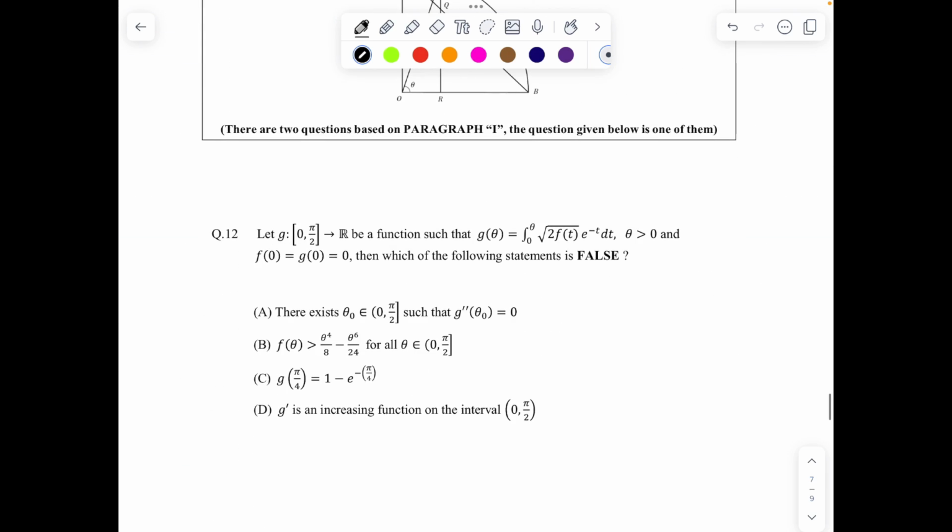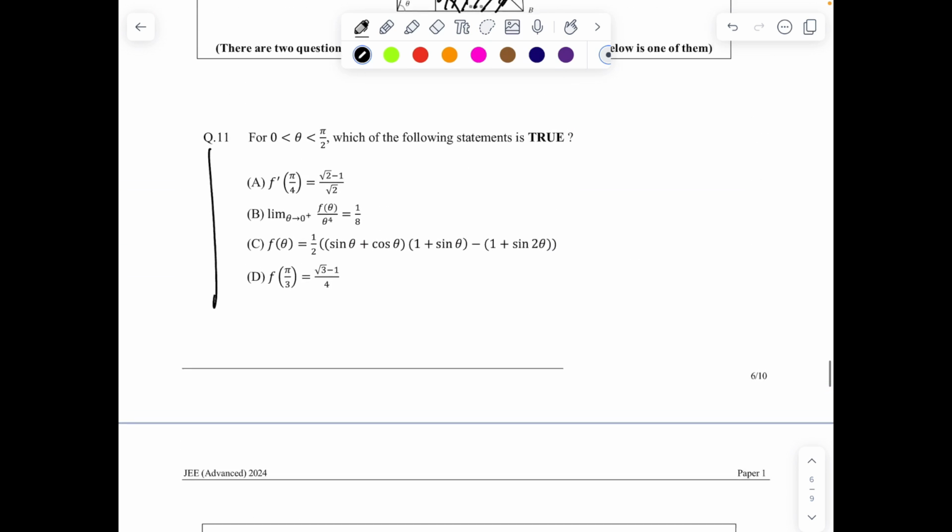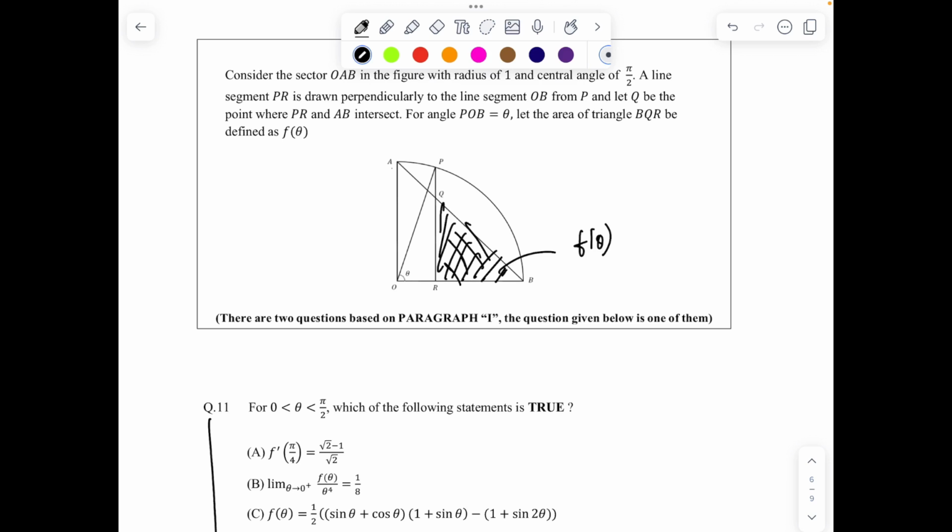Similarly in the 12th also they have defined a new function g with the help of f, an auxiliary function, and then are asking. So this also is not difficult, because what we can do here is we can try finding the area of this triangle. So how to find the area of the triangle? Now we know this point is already 0,1 from the diagram, radius is 1. This point is 1,0 and I set this origin as 0,0.